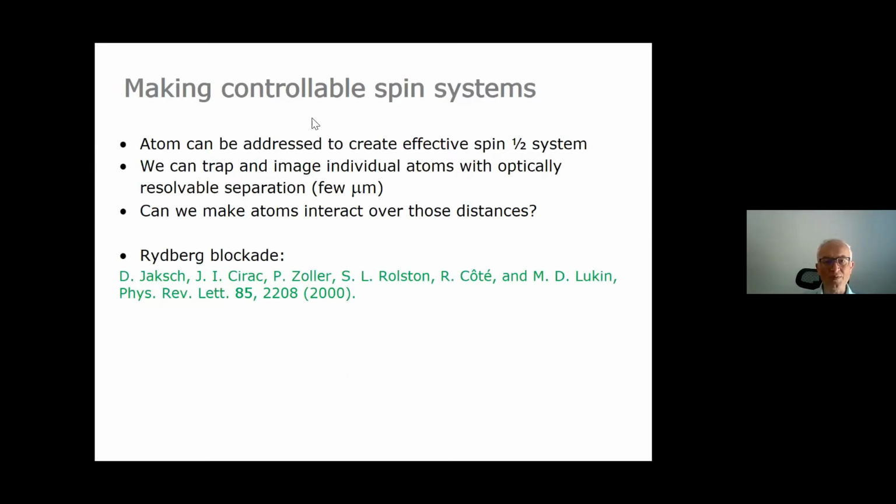Okay, so we have these optically addressable, resolvable atoms. We can space them separately. We can image them, and they are several micrometers apart. And then the key question, to make this really interesting, is: can we make the atoms interact with one another over these optically resolvable distances?